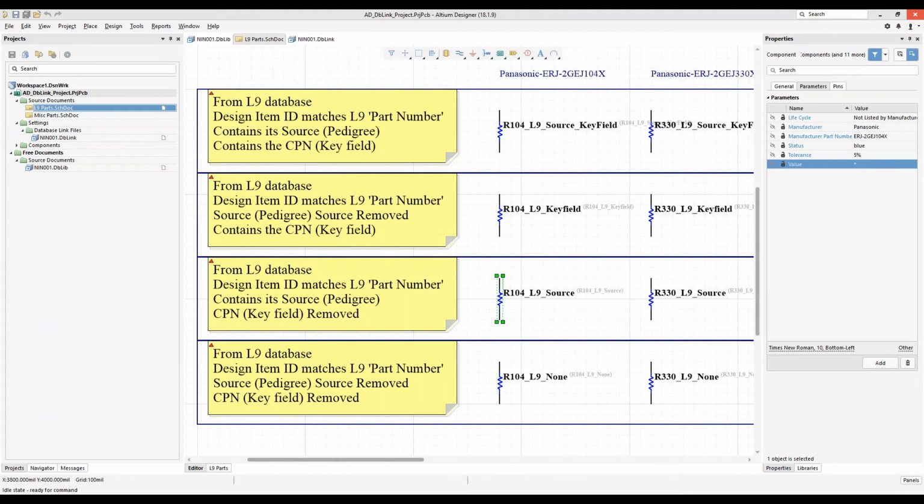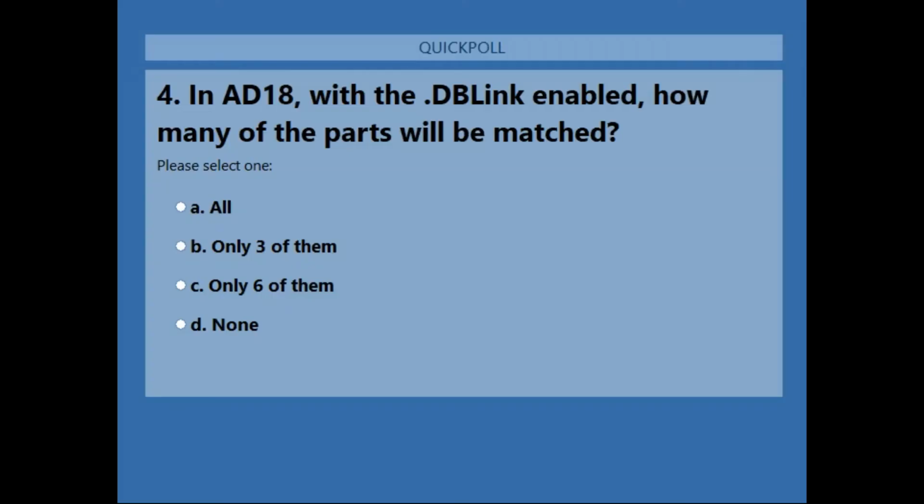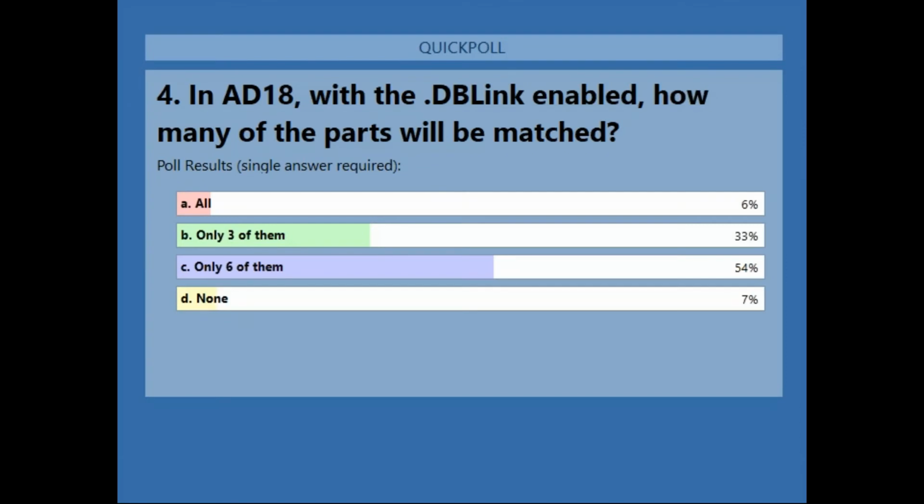Okay, I'm going to ask another polling question here. If I now run this with a DbLink, how many of these resistors are going to match up with the database? Okay, we can close out the poll.